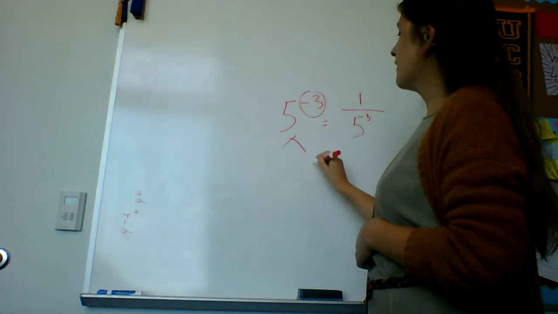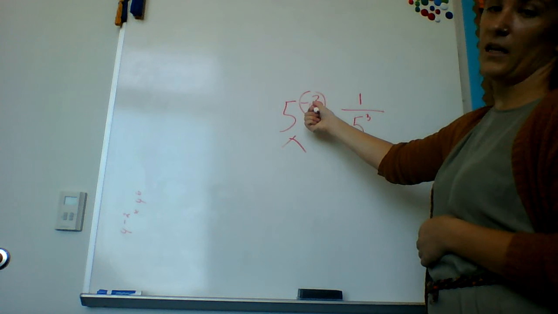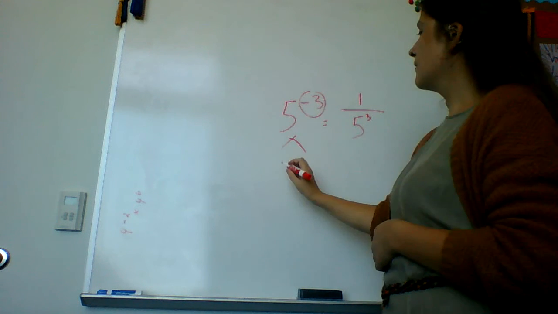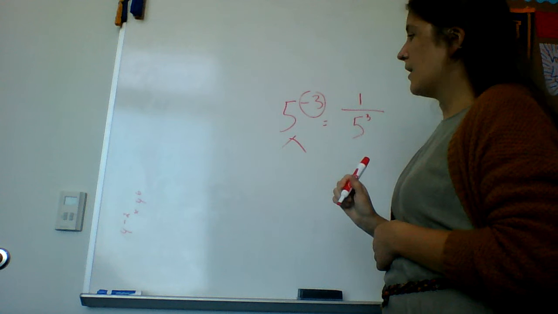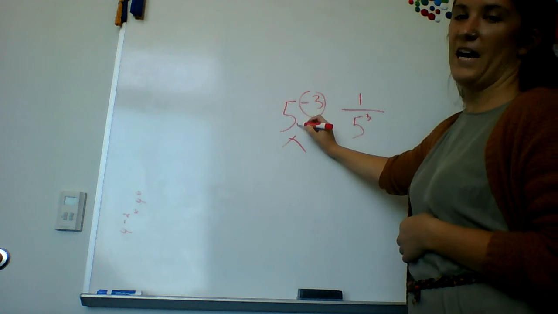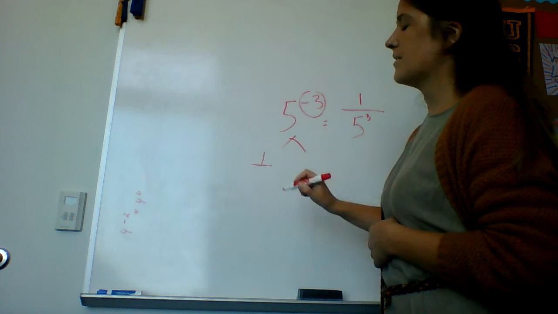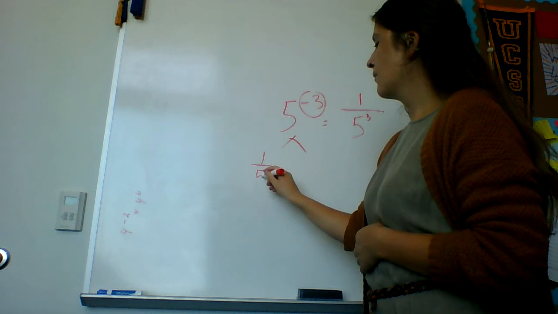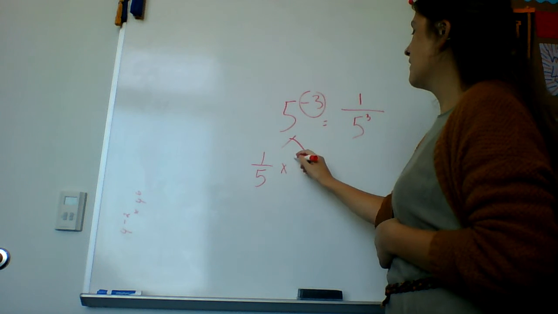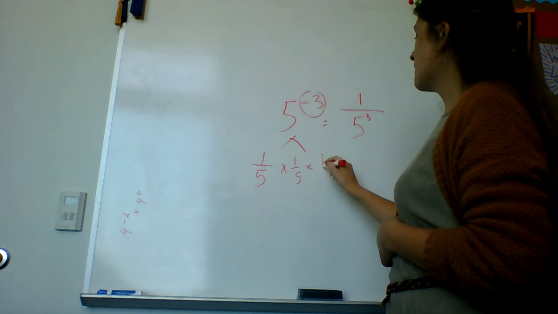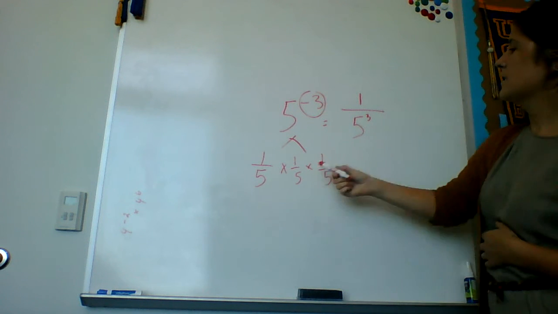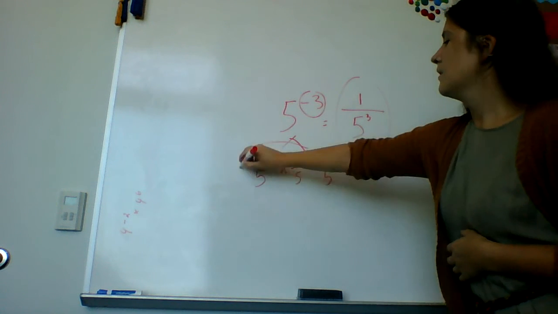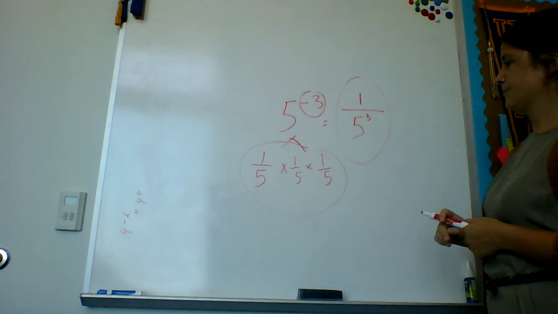The longer way I could do this problem is, I know that the negative exponent means to divide, and I'm going to divide 3 times. I'm going to divide by 5 3 times, and I can write divided by 5 as 1/5. So it's 1/5 times 1/5 times 1/5. These two are the exact same.